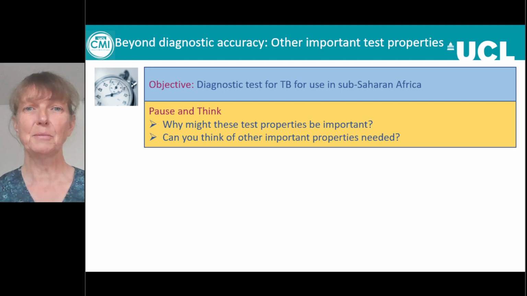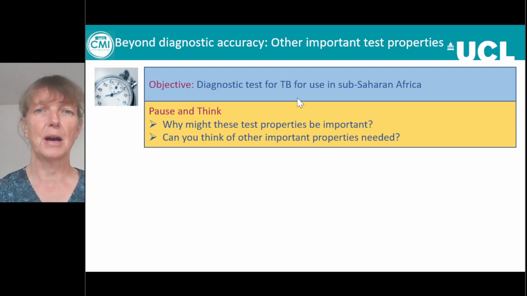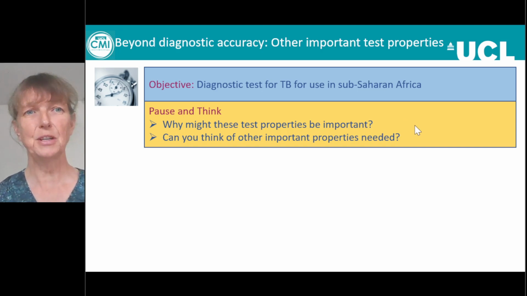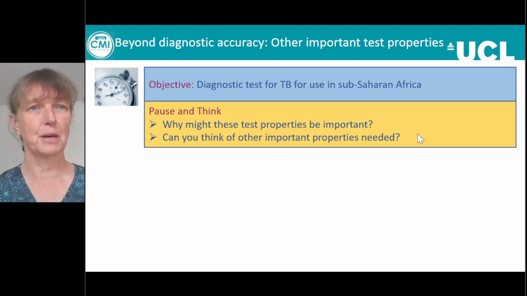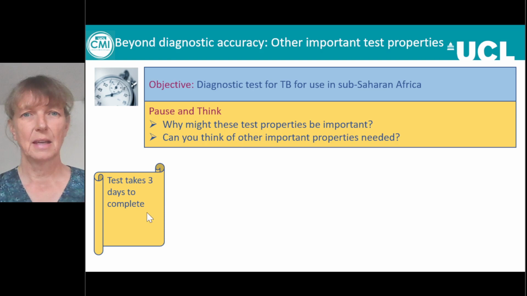So okay, here's a little pause and think exercise for you. Here's a number of properties that are coming from a test. We're thinking about a diagnostic test for TB, tuberculosis, to be used in sub-Saharan Africa. So we're going to have a number of test properties, and I want you to think about why these might be important. And I also want you to think of other properties of the test that might also be really important. So this test takes 3 days to complete.